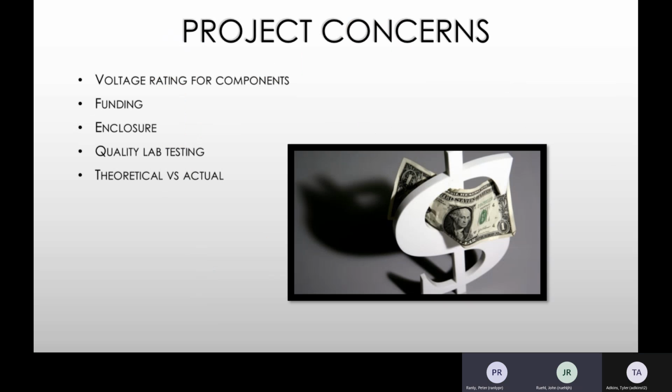We have several concerns for our project as we progress further. A major concern is whether our components will be able to handle a high DC voltage. For example, the current Hall sensor does not have a voltage rating in the datasheet, and our funding can be tight if we burn through our components. Another concern is if we need more research on creating an enclosure for our final design, as we do not have any experience with 3D printing. Our last concern at the moment is the accuracy of our measurements. What will be the difference between our theoretical and actual values?